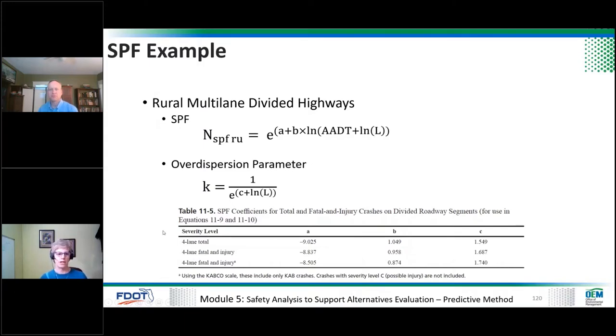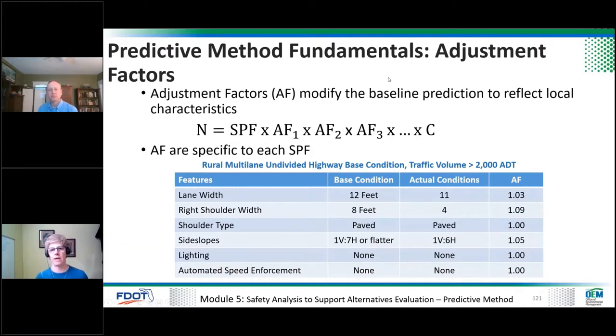There's also, for each equation in the manual, an over dispersion parameter, and I'll talk about this more in a moment. This is associated with the empirical Bayes method, but again, there's a variable that you're going to pick up from a table and plug into an equation and you'll use that for your K, your over dispersion parameter. And again, we'll circle back to that. So fundamentally, you're looking up an equation for a specific roadway segment or intersection type, and there are some variables in the manual to help you do it. And that's what's called your baseline prediction.